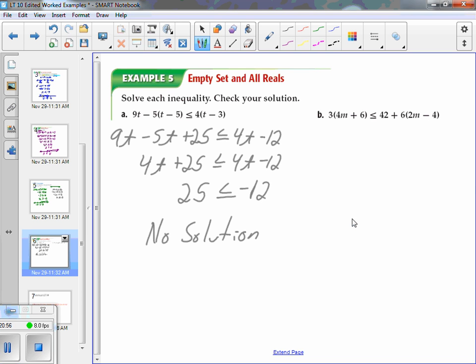But let me emphasize it again. If we had come up with a true statement, we would say the solution is all numbers. Okay? If the variable's gone and it's a true statement, the solution is all numbers. Got it?